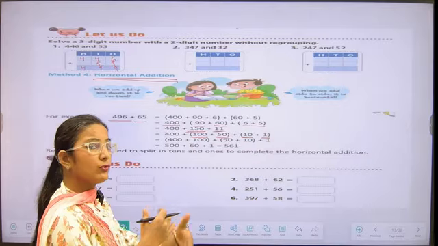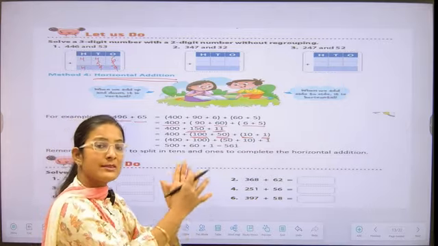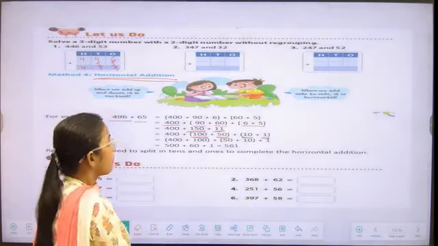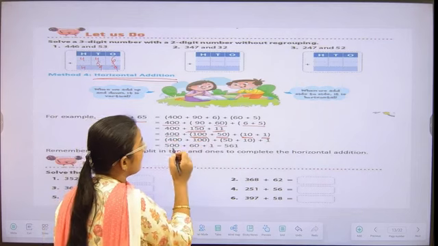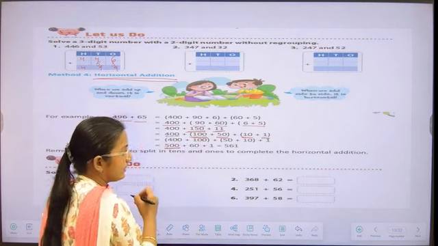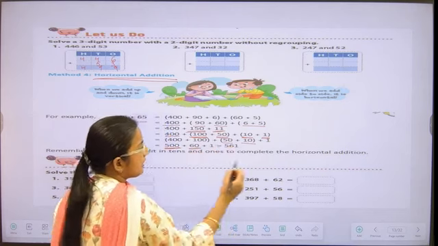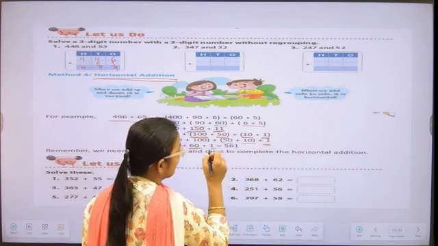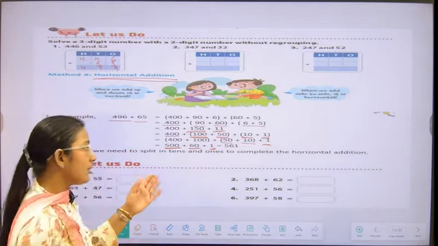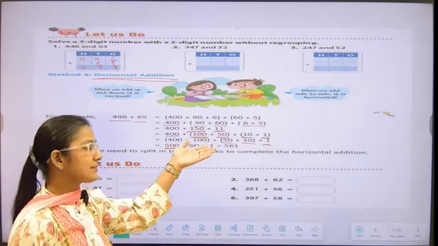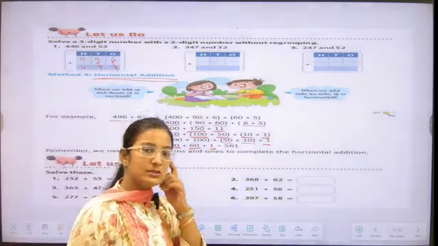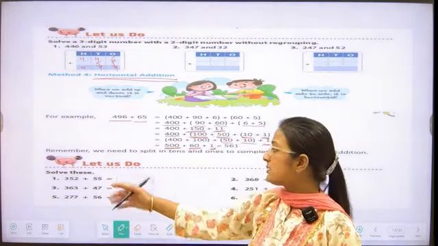So student, we have to group them with hundreds, tens and ones. So we are having 400 and 100, it will make 500. And 5 tens and 1 tens will make 6 tens. And we are having 1 ones with us, it is 1. So our sum will be 561. Similarly, student, we can do the first one also.